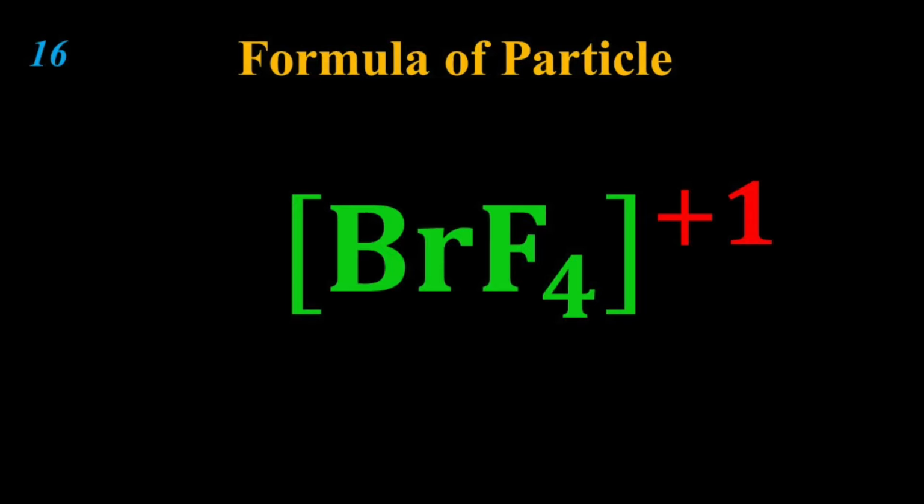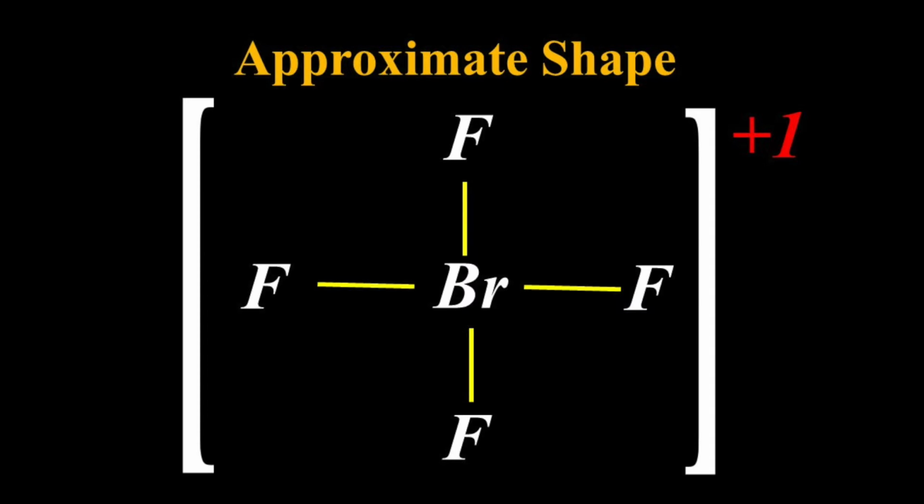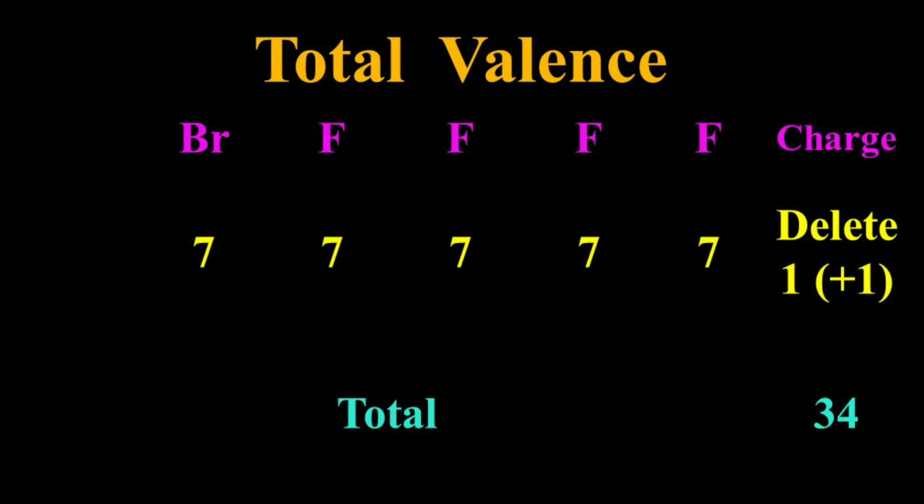And now let's look at the possible structure. And then what we'll do is we will count up the valence. We'll see that it is going to be 34. 35 minus 1 is 34. And let's go from there.